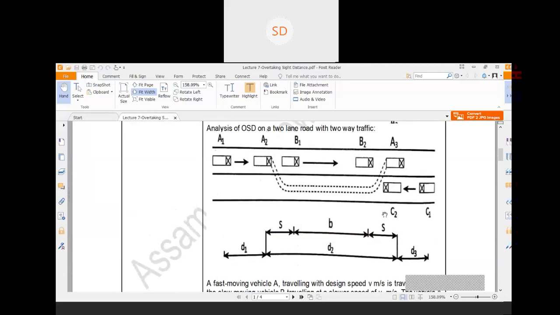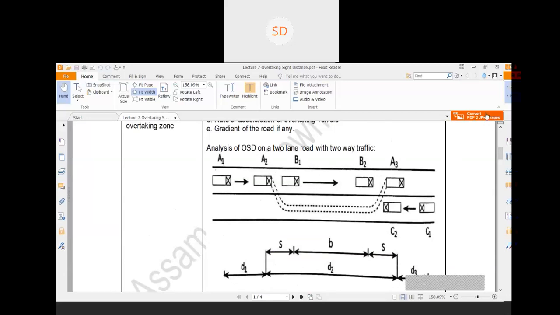Now look at this figure and think about this derivation. Just think about the derivation and let me know the problems faced by you.